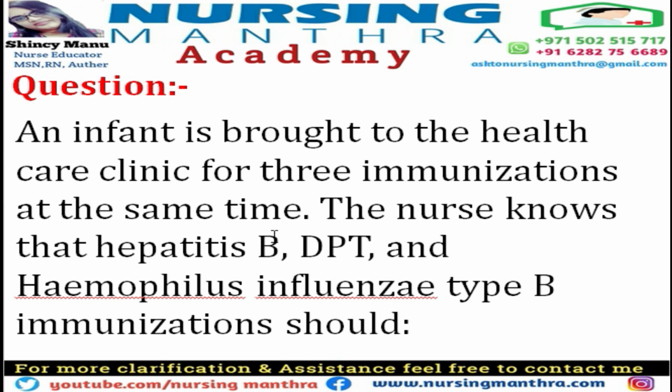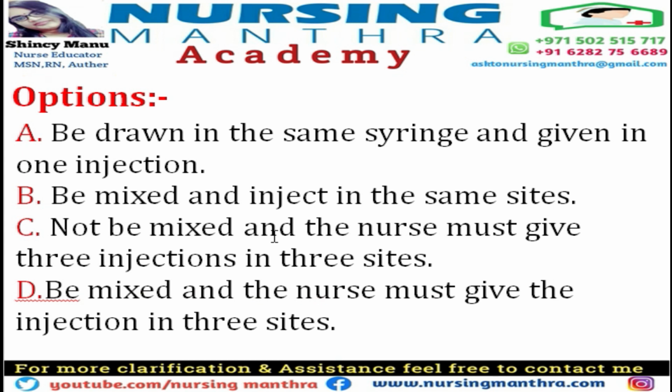Next question. An infant is brought to the healthcare clinic for 3 immunizations at the same time. The nurse knows that hepatitis B, DPT and Haemophilus influenzae type B immunization should. So there are 3 immunizations at the same time that the nurse should administer, that is hepatitis B, DPT and Haemophilus influenzae type B immunizations. So what should the nurse do?